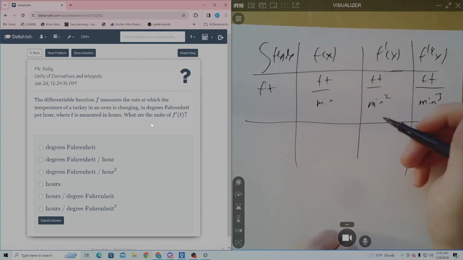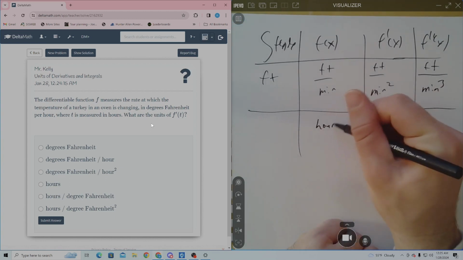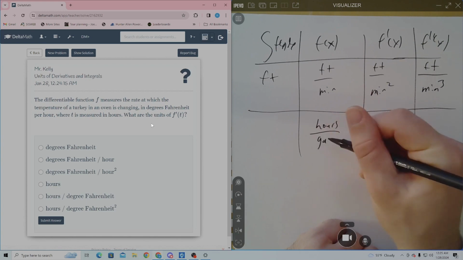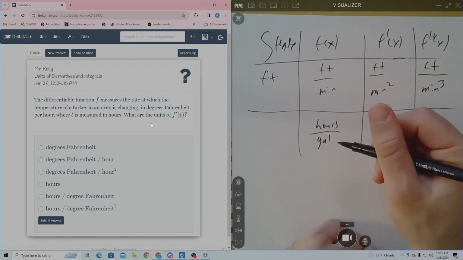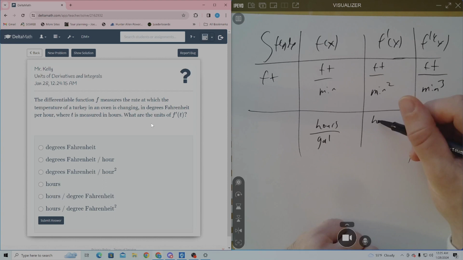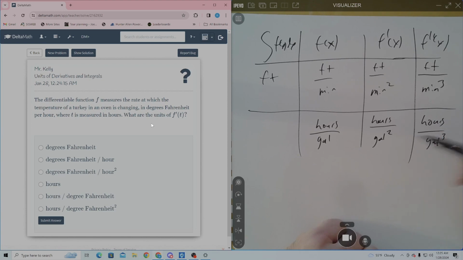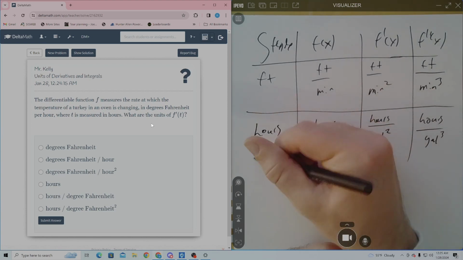Sometimes the AP test messes you up by saying it's actually hours per gallon. It'll give you those terms, and then hours is in the numerator. So you've got to be really careful. Sometimes they trick you like this. Same thing, right? And then this would just be hours. So that's another way to trick you.